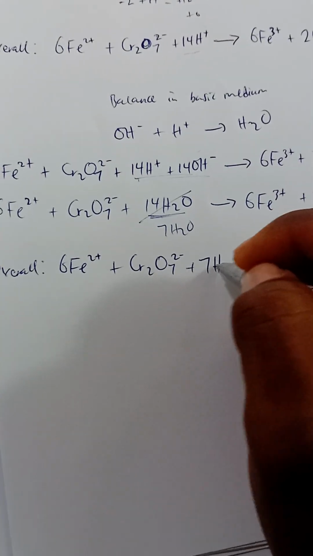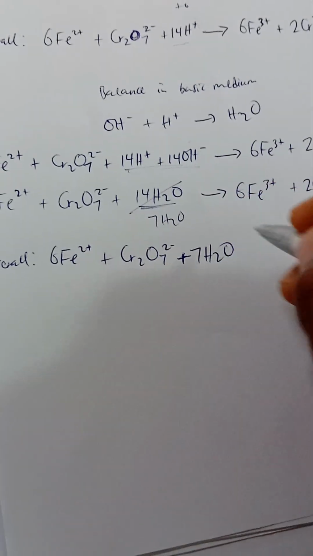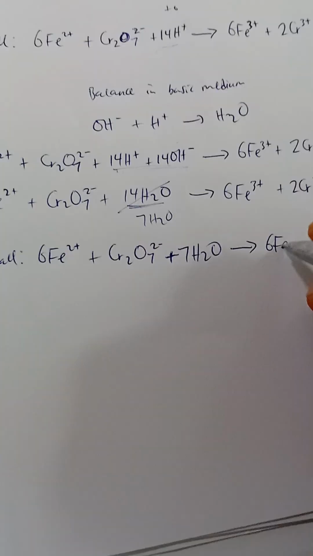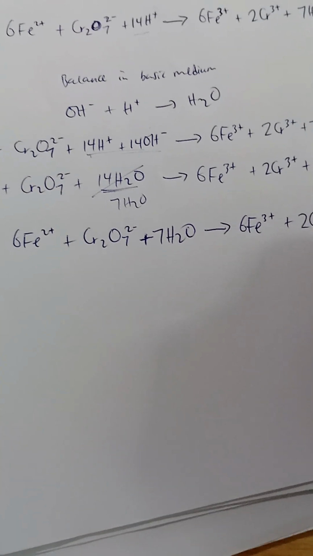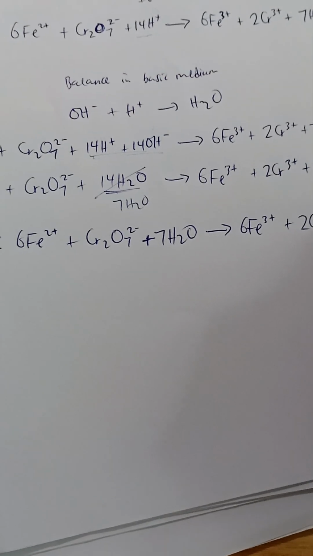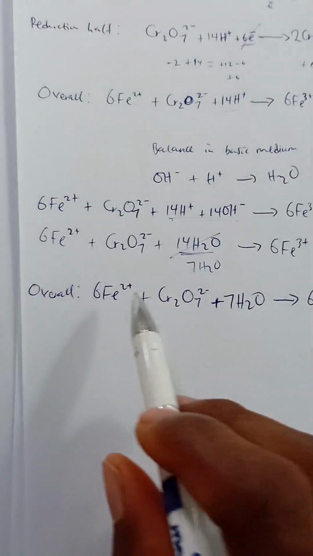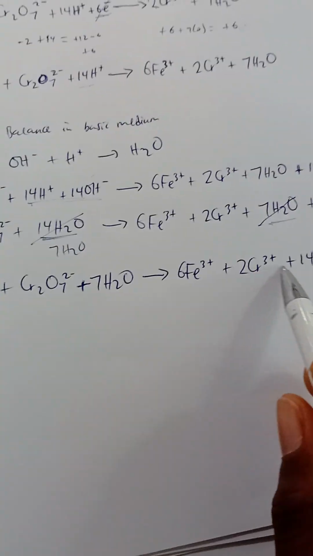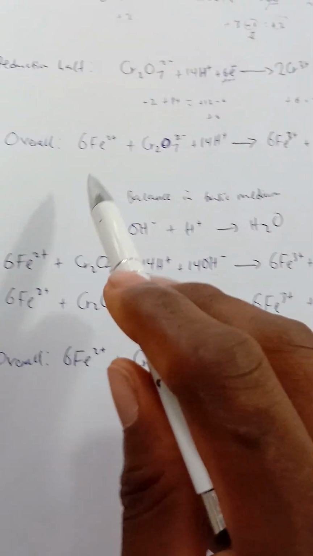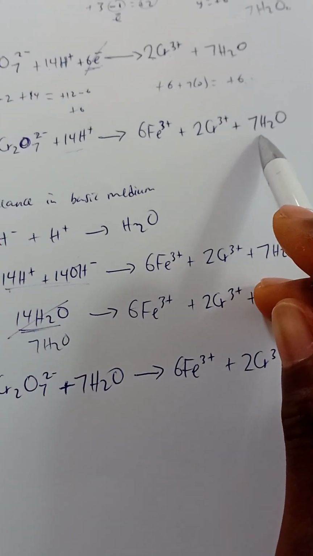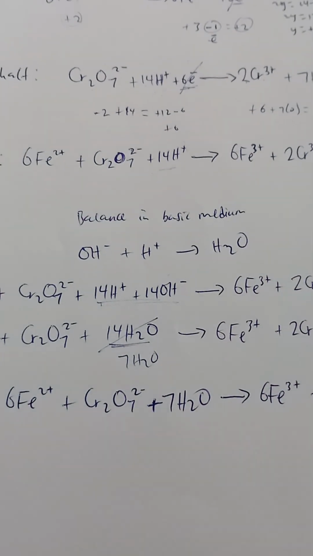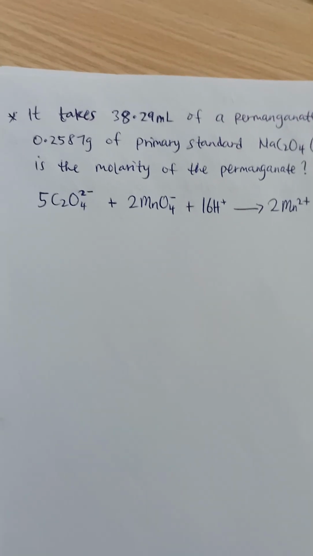So plus 7H2O going to 6Fe3+ plus 2Cr3+ plus 14OH-. So this is a balanced redox reaction in basic medium. This is a balanced redox reaction in what? Acidic medium. So that's the only difference. Alright, let's look at this question.